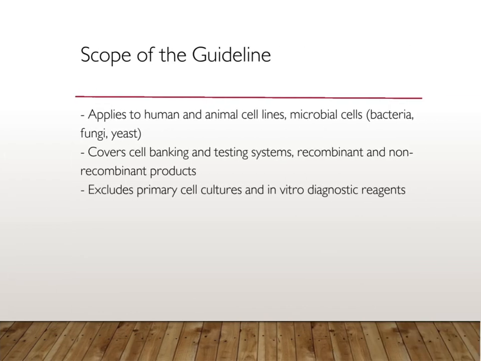Now, let's clarify what Q5D covers. It applies to all banked cell substrates, human, animal, or microbial, that are used to produce biotech or biological products. It includes both continuous lines, which are immortal, and diploid cells, which have a finite lifespan. It also applies to bacteria, fungi, and yeast. However, the guideline doesn't apply to primary cell cultures. That's covered in Appendix 1, and it doesn't apply to reagents for in vitro diagnostic use.